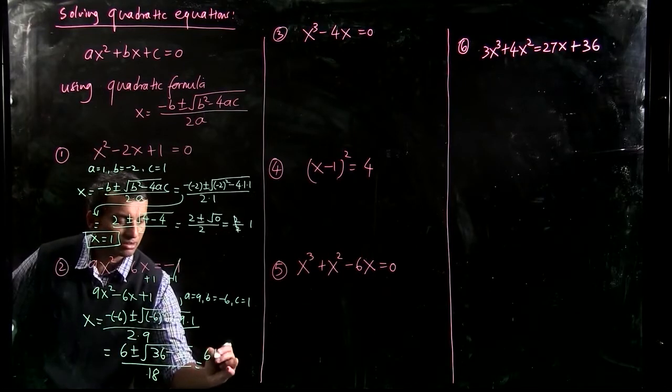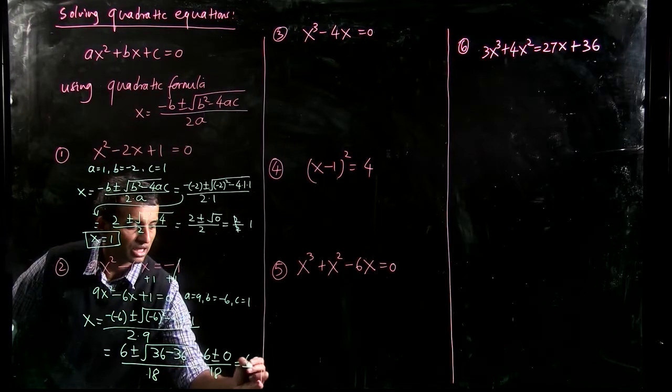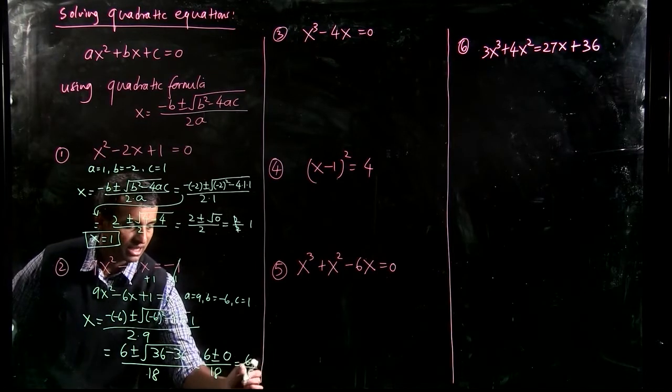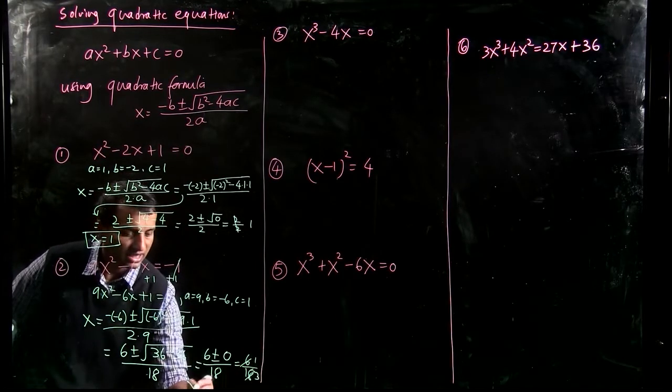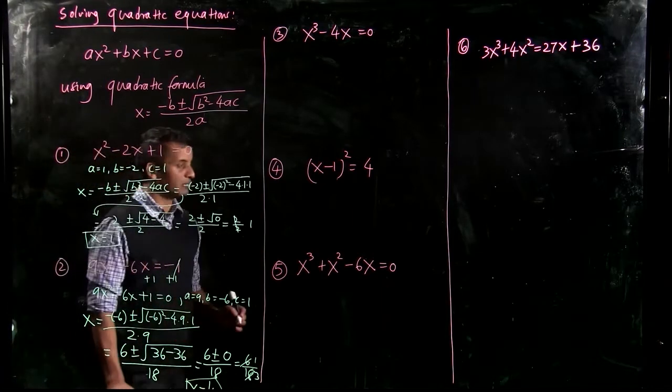So here you get 6 plus or minus 0 over 18. So you get 6 over 18 only. If you divide by 6, you get 1/3. So x equals 1/3 is the correct answer for this one.